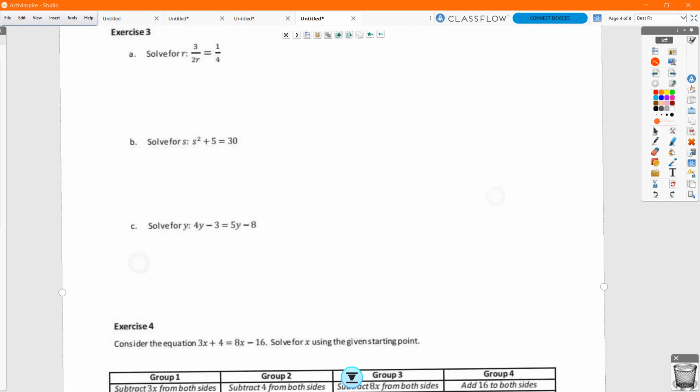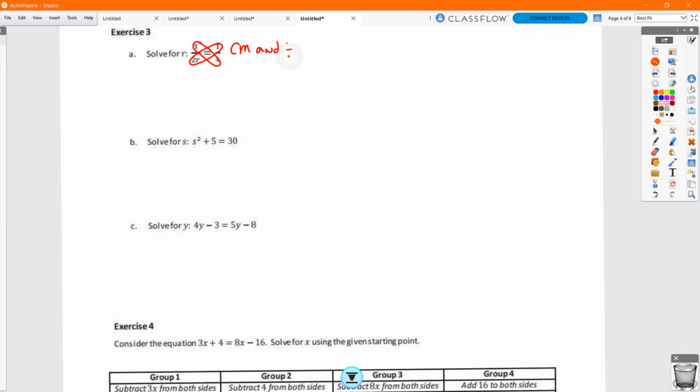All right, so we need to work on solving for R. 3 divided by 2R equals 1/4, okay? If you know this from 7th grade, this looks exactly like a proportion. And if you remember, with proportions, you can cross multiply and divide. So cross multiply and divide.